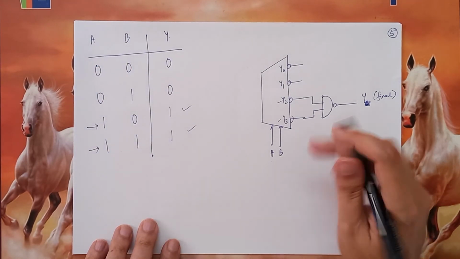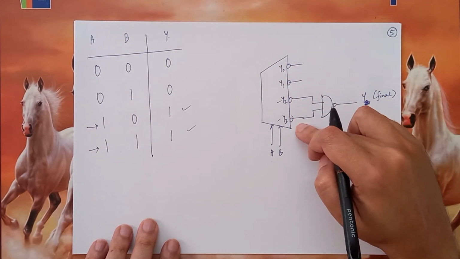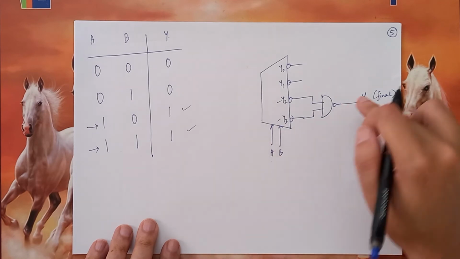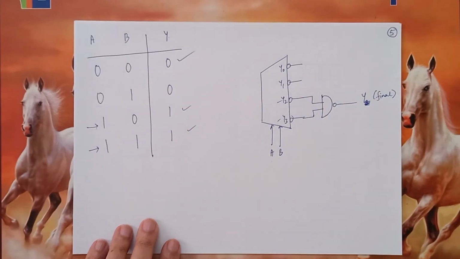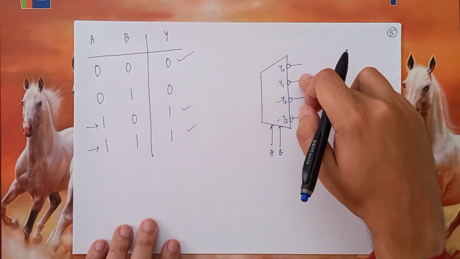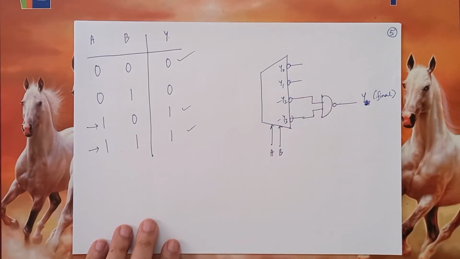But suppose A and B are now 0 and 0. If A and B are 0 and 0, y0 will be 0. And at that time, y2 and y3 will be 1. And when you get both ones at the input of the NAND gate, the output will be 0, which is correct. And when A and B is 0 and 1, y1 is 0, y2 and y3 are still 1. So therefore, this y will continue to remain 0. So even this condition is taken care of.